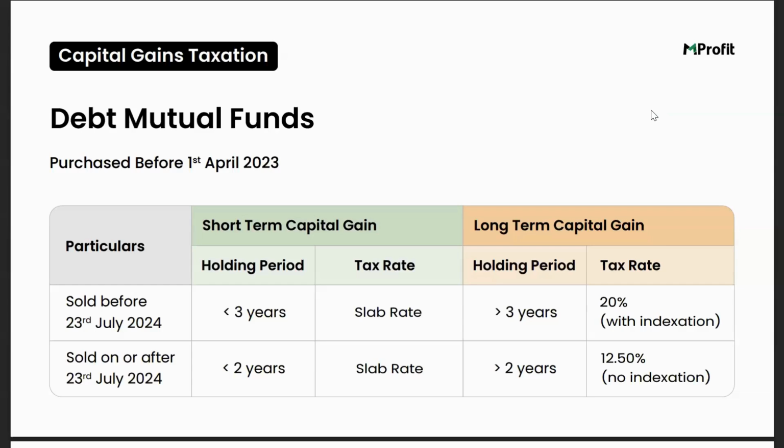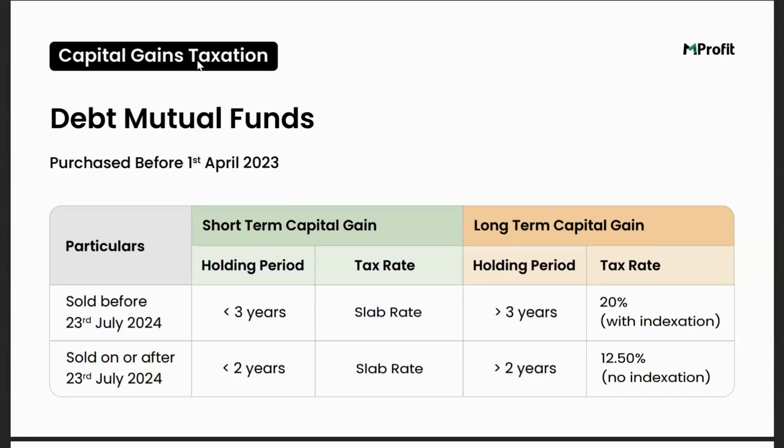If the mutual fund is in the short term category, that is, the holding period is less than 3 years, and you have sold it before 23rd of July 2024, the tax rate is the slab rate. That is, the short term gain will be added to the assessee's total income and taxed as per the slab rates which are provided by the income tax.